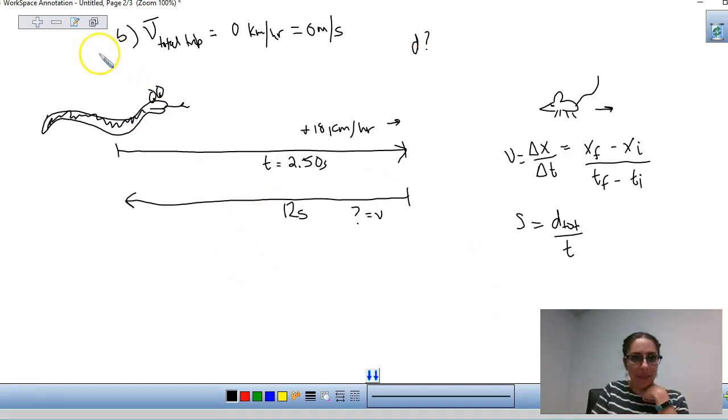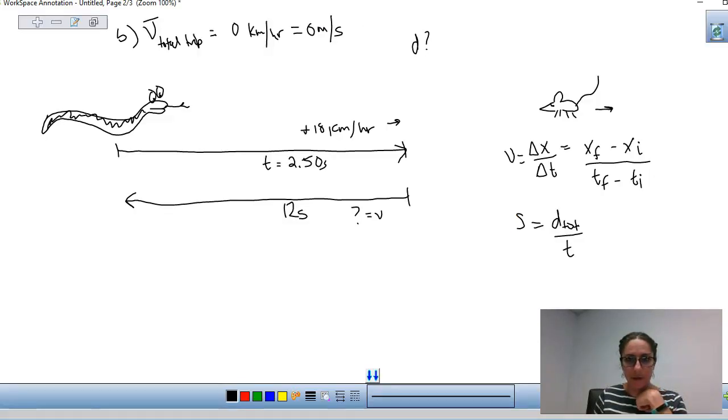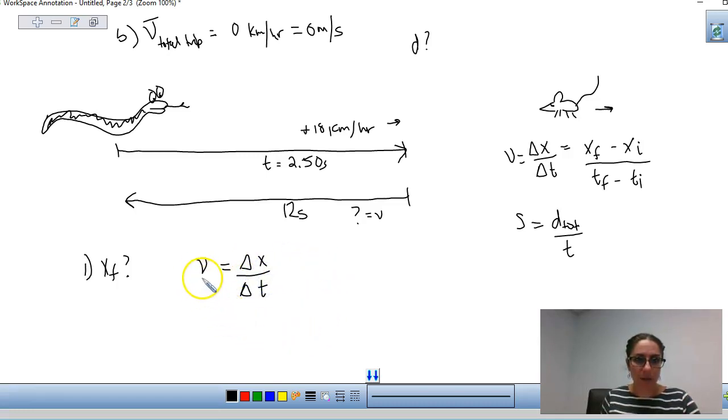So part A. I've got to read the question again. The average velocity during its return to the hideout. Okay, great. So I don't know the average velocity during the return to the hideout. In order for me to find that, I need the position. But if you notice the beginning of the trip, I do have information to find position. So first I'm going to find how far it went. And the way I'm going to do it is to say that the average velocity is going to be delta x over delta t.